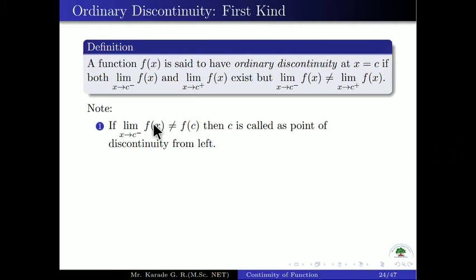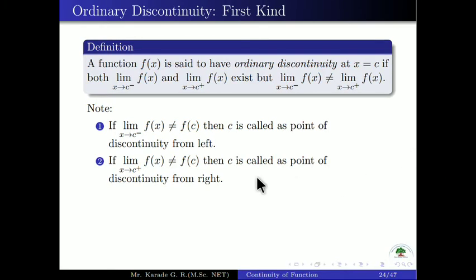So we note here that if limit of f(x) as x tends to c minus is not equal to f(c), then c is called a point of discontinuity from left. And if limit of f(x) as x tends to c plus is not equal to f(c), then c is called a point of discontinuity from right.